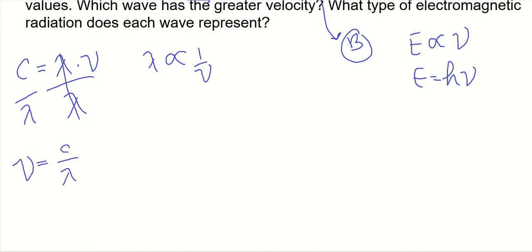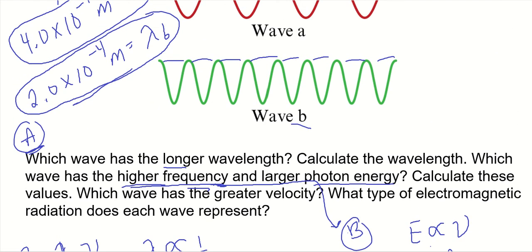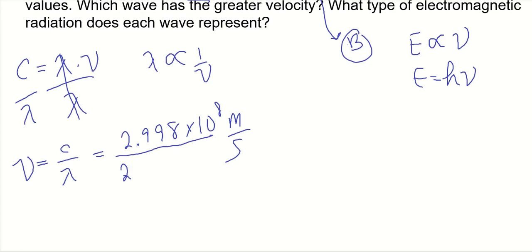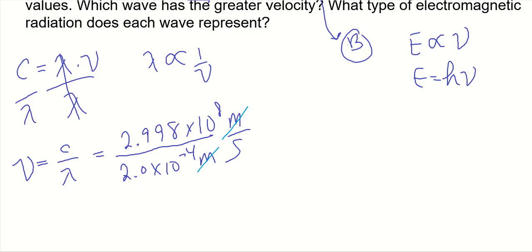of light over wavelength. Speed of light is given to you on your formula sheet as 2.998 times 10 to the 8 meters per second. And wavelength here we just figured out earlier, is 2.0 times 10 to the negative 4 meters. You know, this is not visible light. Meters cancels out. We're left with per second. That's the unit of frequency. Let's punch these numbers in.